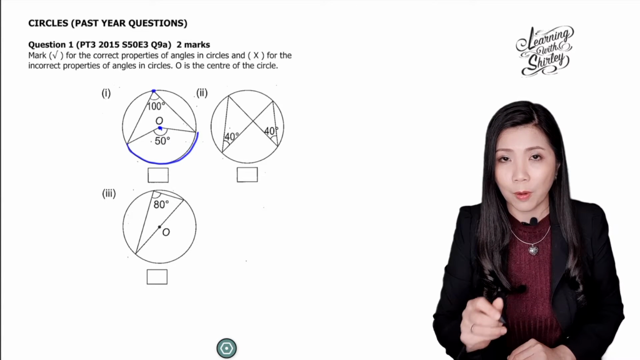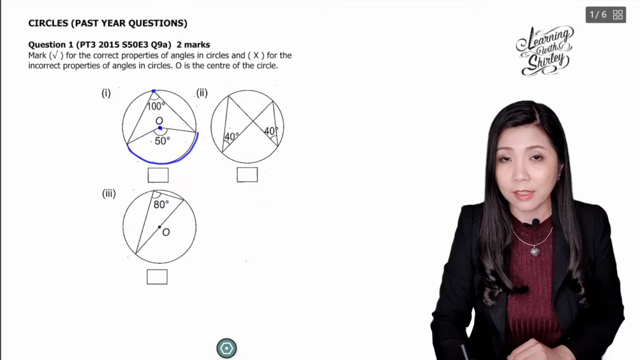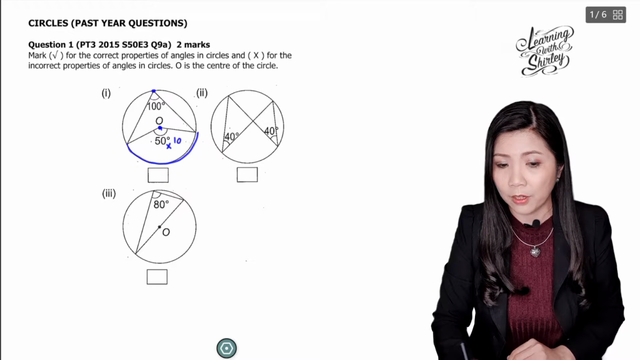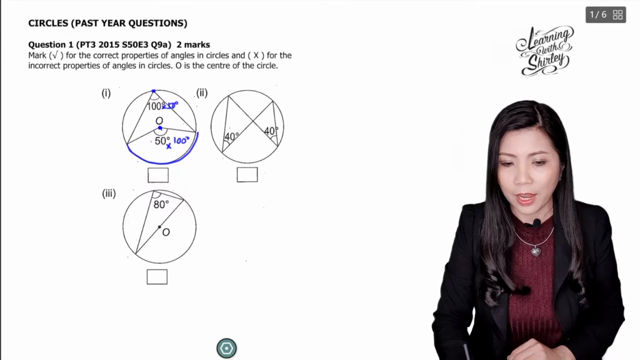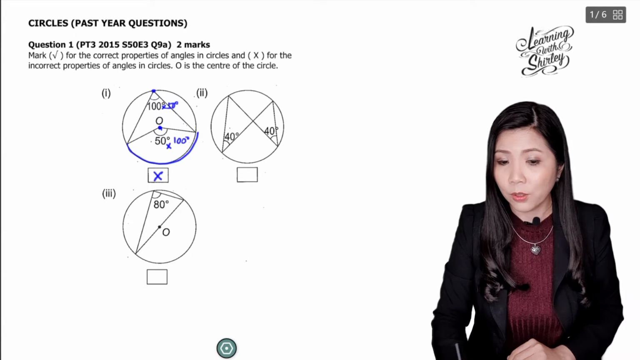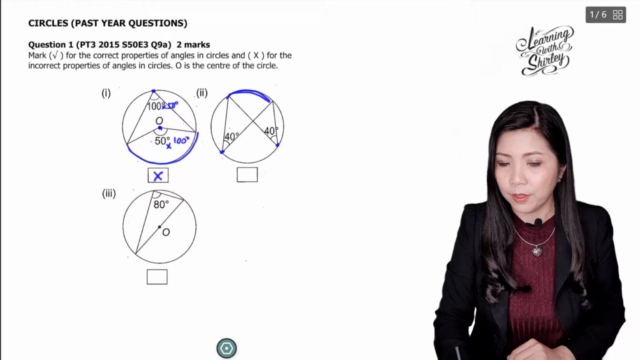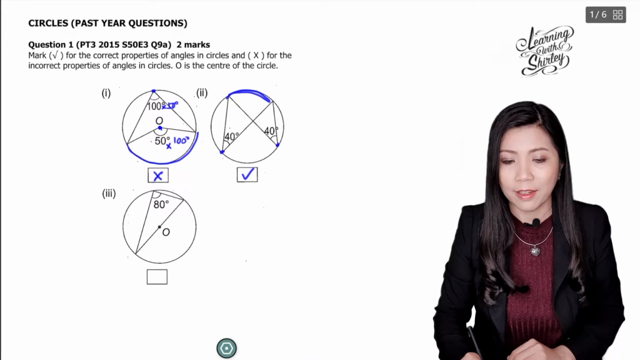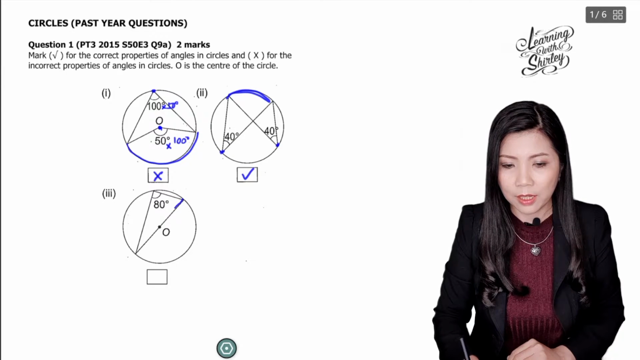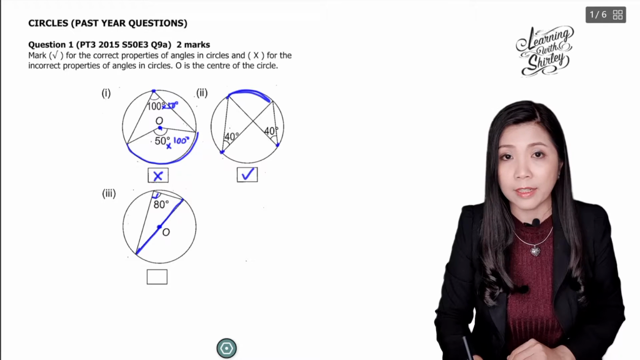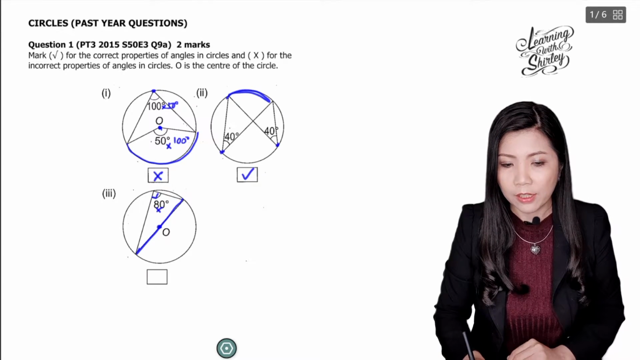From the properties of angles in a circle, the angle subtended at the center must be twice the angle subtended at the circumference. So this is wrong. This is supposed to be 100 and this is supposed to be 50. So it's a cross. Number 2: this is the angle subtended at the circumference, and the length of arc is the same, so it's a tick, it is correct. Number 3: this is a chord which is also a diameter and it passes through the center O. Therefore the angle subtended here should be 90 degrees, not 80 degrees. So this is a cross.